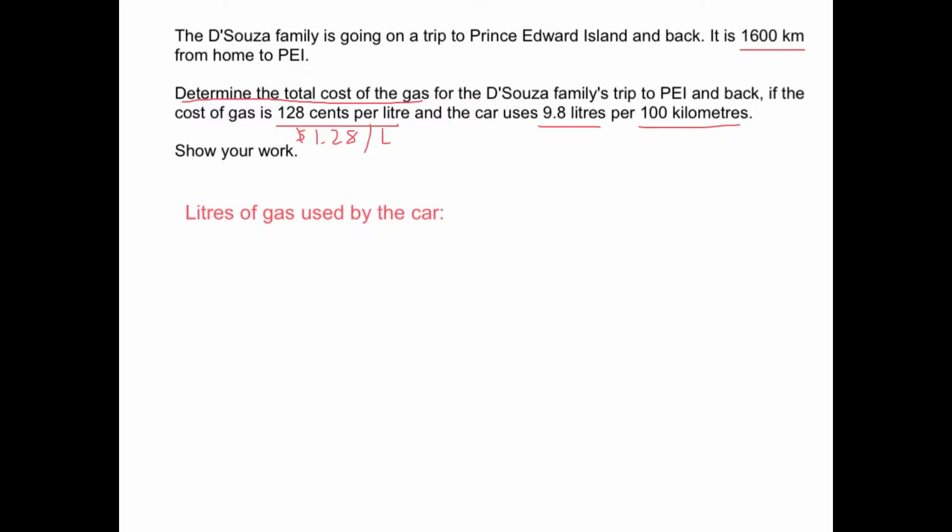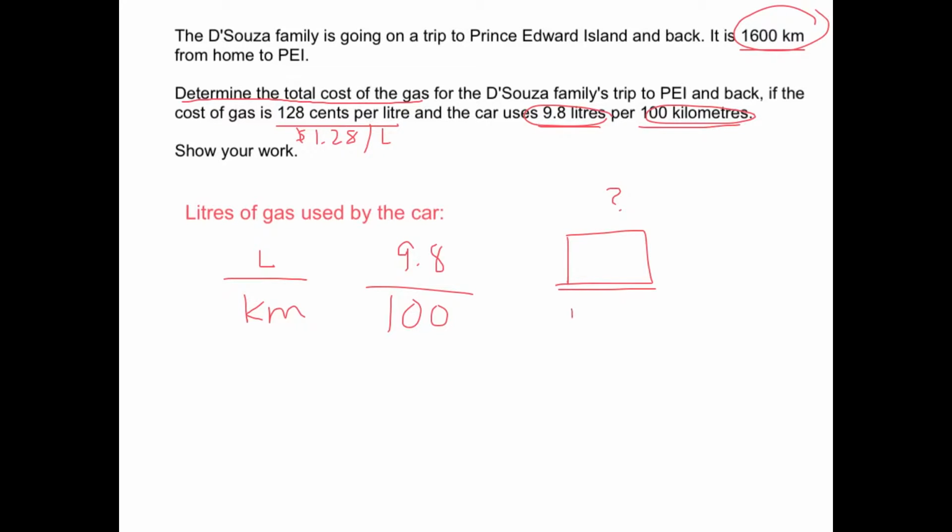Well, what is the relationship? Is there a relationship between how far the car travels and how many liters it uses? Yes, we can say that there's a relationship between liters and kilometers. So this is how we're going to set up our proportion. For every 9.8 liters, the car travels 100 kilometers. Well, if they're traveling 1,600 kilometers, can we figure out how many liters this is equal to? Why am I going to write 1,600 as the denominator? Well, if we look at the way we've set up this proportion, I've kept kilometers as the denominator and liters as the numerator.